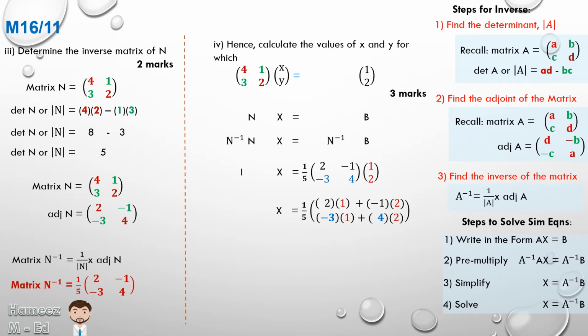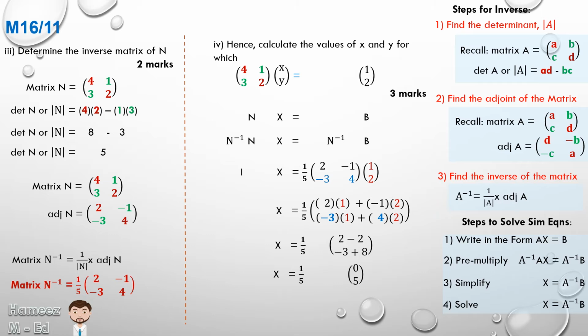So multiplication will be black by red, the first row by the first column. So 2 by 1 plus minus 1 by 2. And then the second row by the column. So it will be minus 3 by 1 plus 4 by 2. So 2 by 1 is 2, and minus 1 by 2 is minus 2. And then minus 3 by 1 is minus 3, plus 4 2s are 8. So we're simplifying. And that gives us X equal to 1/5 by 2 minus 2 is 0, and minus 3 plus 8 is 5. And we can multiply by 1/5 for each term.